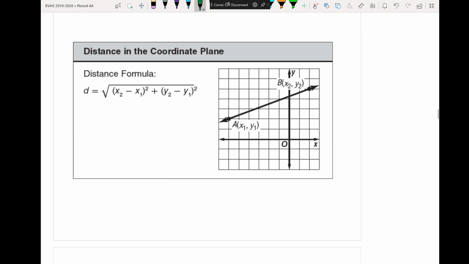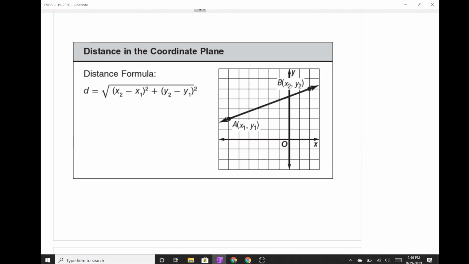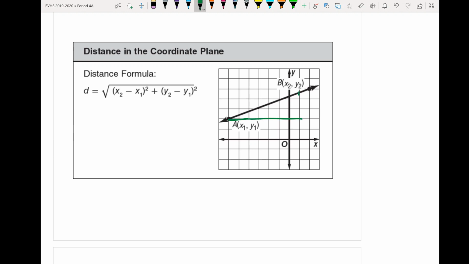Okay. Distance formula on the coordinate plane: the square root of x2 minus x1 squared plus y2 minus y1 squared. I want to go ahead and point this out about the coordinate plane. When you have the coordinate plane, notice that if I was to find these two distances, the horizontal and the vertical distance, I could do the Pythagorean theorem to get the distance from A to B.